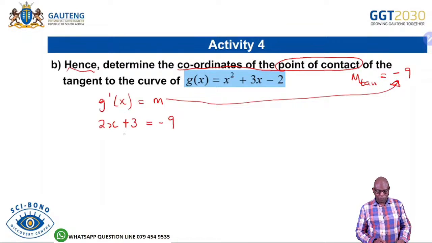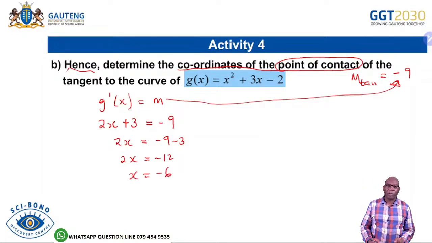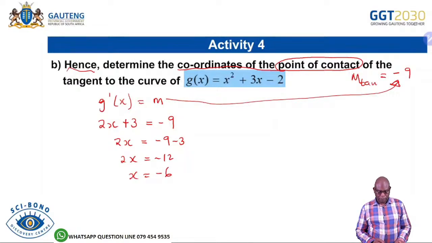So what do you do? Solve for x. Then I get 2x equals -9 minus 3, which is -12, and x is -6. But this is not the coordinate of the point. It's only one part, which is the x value. So now I need to get the y value. How do I get the y value? I substitute the value of x by -6. Remember, I substitute into the original.